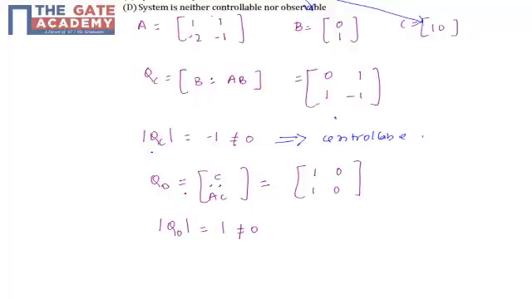In a similar way, in order to find if the system is observable, the mod of this Q0 matrix should not be equal to 0. Here, after simplification, we have obtained Q0 as not 1, which is not equal to 0, so the system is observable. So it is option A.